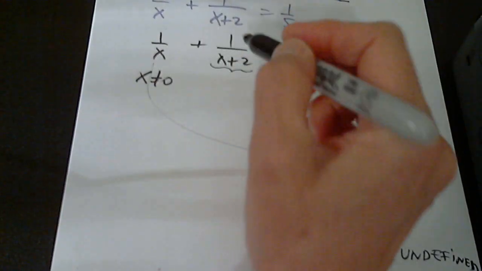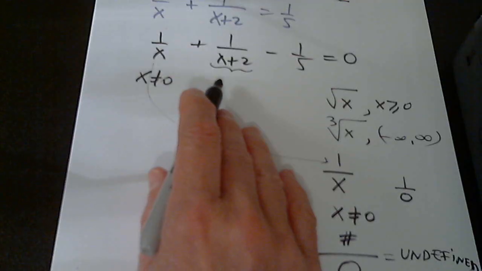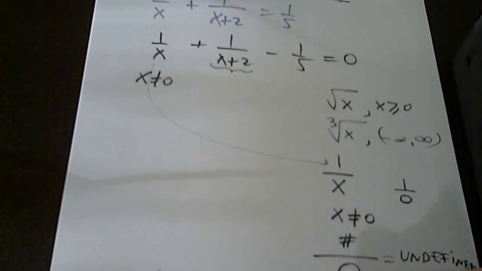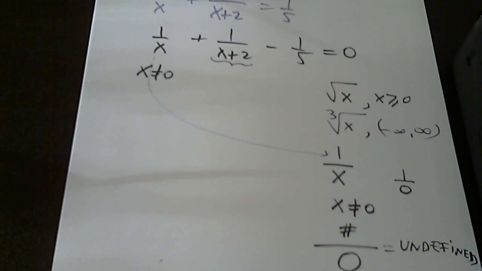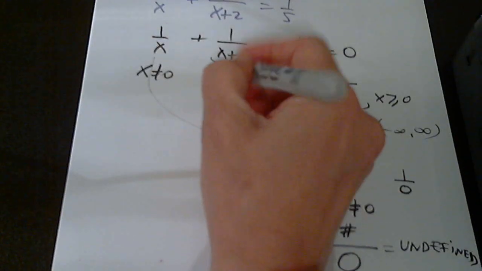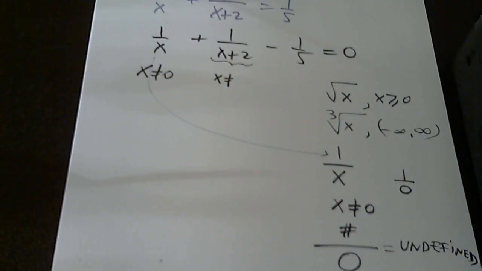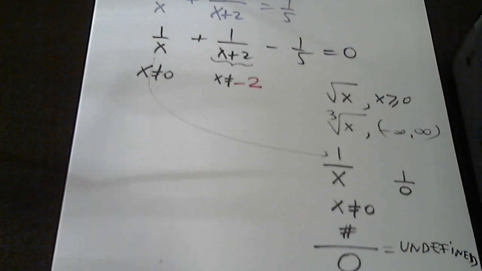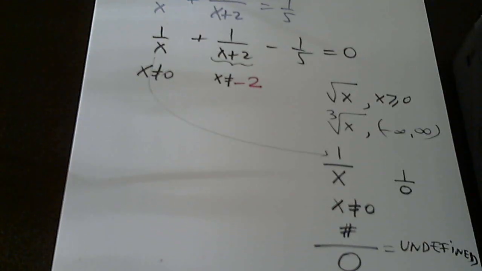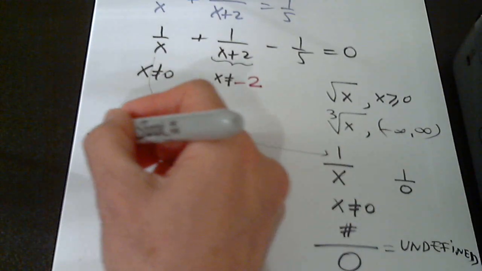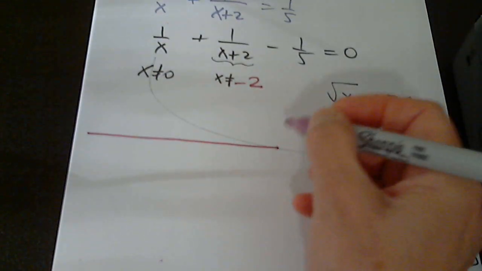Can anyone tell us, this is a different denominator. Here, x plus 2 cannot equal 0. So what x cannot equal for the second fraction? What is the value of x that cannot be accepted? -2. Excellent. Perfect.